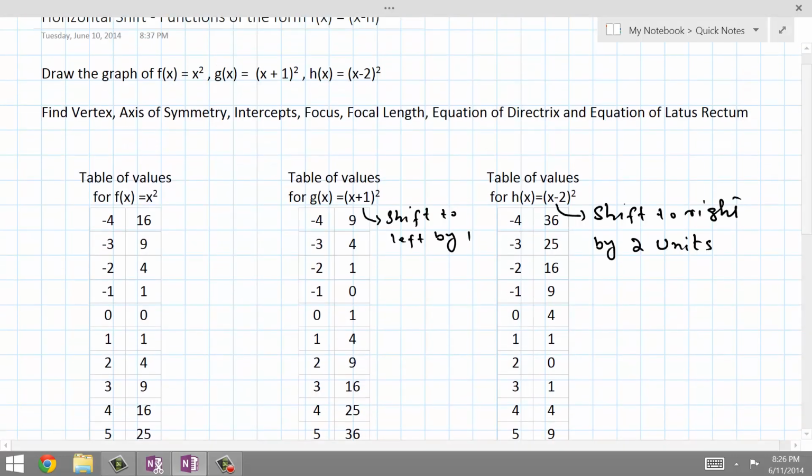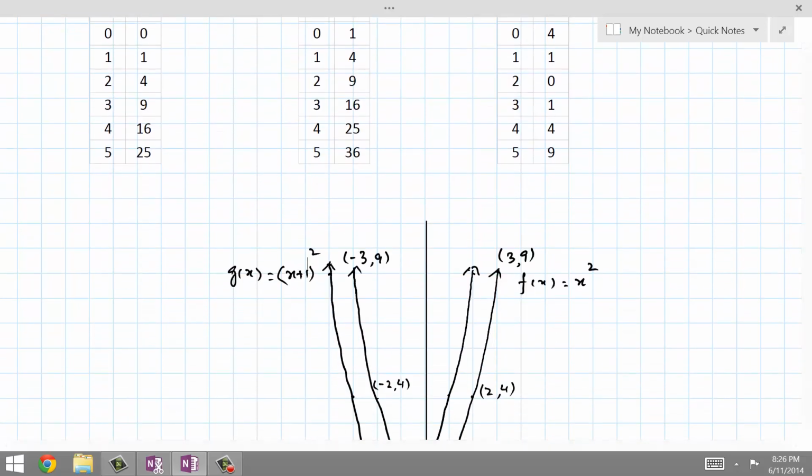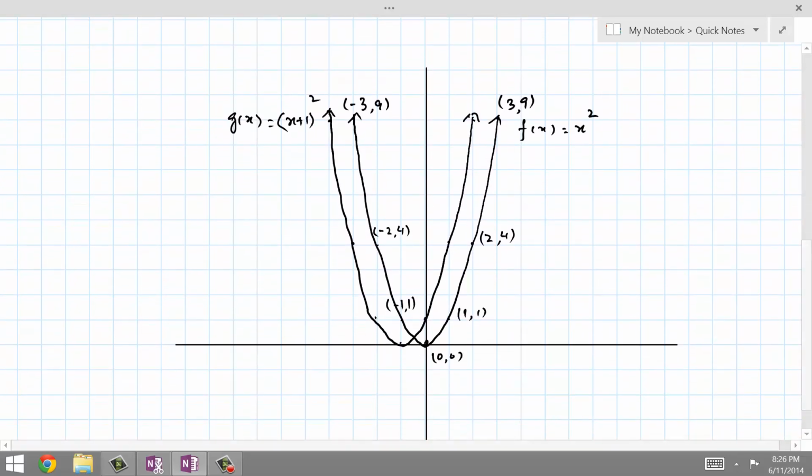For example, now h of x is given x minus 2 whole square. And x minus 2 whole square means that now we are going to move the graph toward right by 2 units. So look at the base graph and move all the points by 2 units. So here the origin is being shifted toward right by 2 units, and this point 1, 1 is being shifted toward right by 2 units, 2, 4 is being shifted toward right by 2 units, and 3, 9 is being shifted toward right by 2 units. And these are the points.